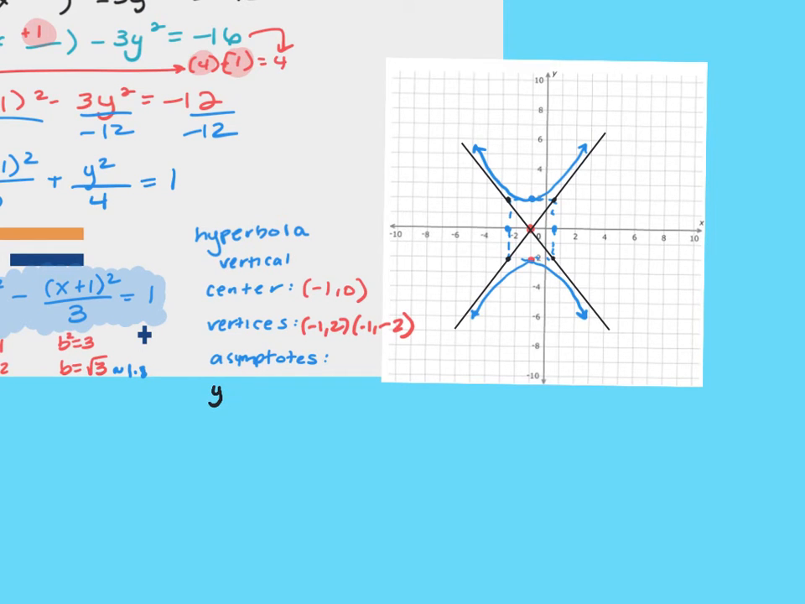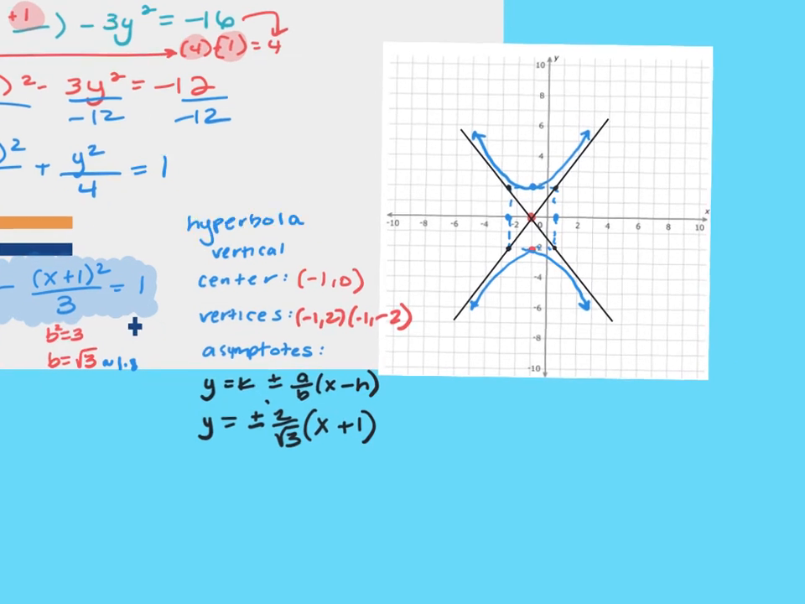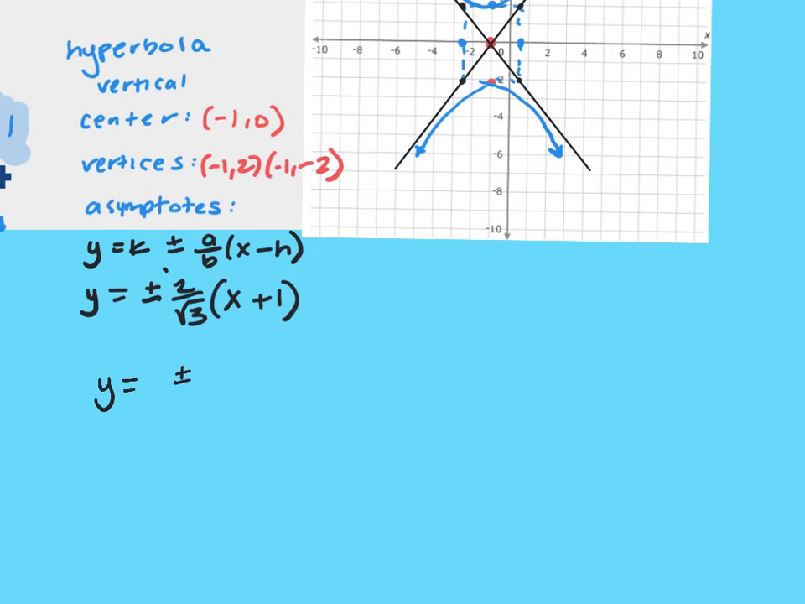It's vertical, so it's y equals k plus and minus a over b times x minus h. Remember, it's b over a if it's horizontal, a over b if it's vertical. So y equals, my k is 0, so I don't need the number there, plus or minus a, which is 2, over root 3, times x minus h; x minus a negative 1 becomes x plus 1. And lucky us, we got a square root in the denominator. I can't stay there, so we rationalize: 2 root 3 over 3 times x plus 1.